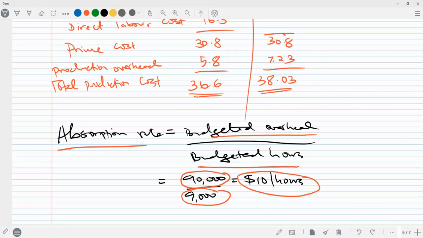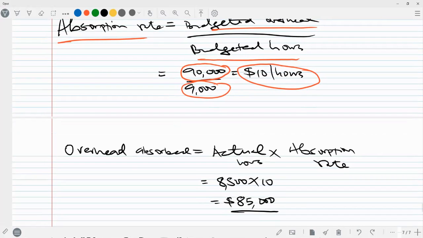The overhead that was actually absorbed is based on the actual hours. The actual hours that this particular product took for that time period was 8,500. We multiply by the rate per hour, which is $10. Therefore, what was actually absorbed was 85,000. So this is actual hours multiplied by the rate of absorption.